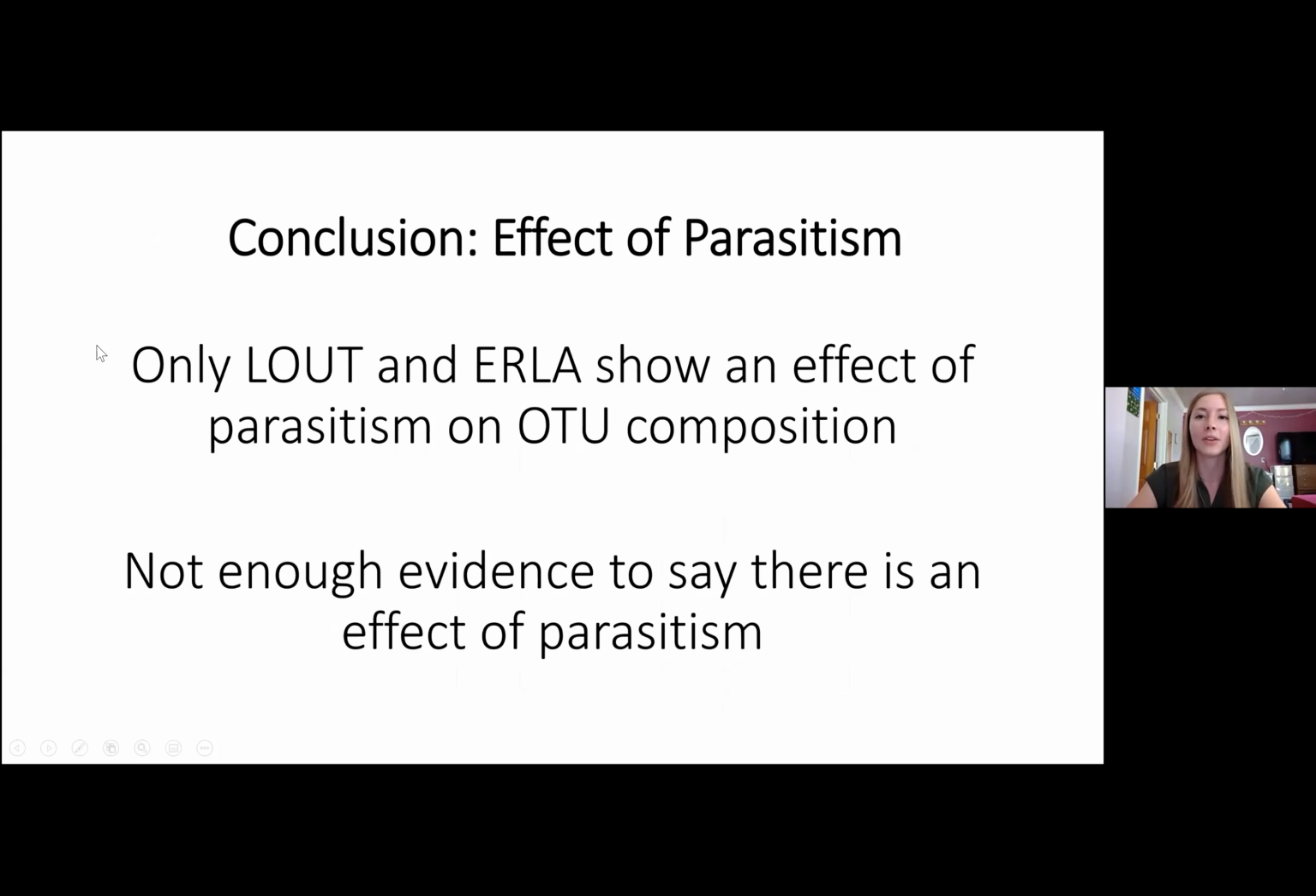Overall, only Lout and Urla showed an effect of parasitism on OTU composition. None of the other plants had an effective parasitism on OTU composition, although 2 of my other plant species had a fairly small p-value. Overall, though, I can't say that there is enough evidence to say that parasitism could be driving similarities in bacterial OTU composition of these plant species.